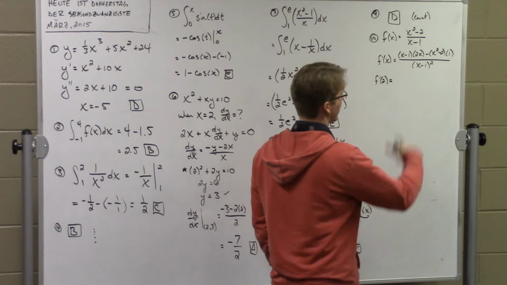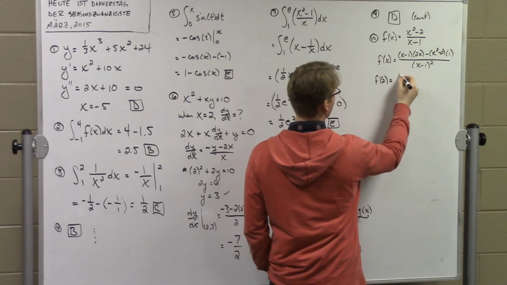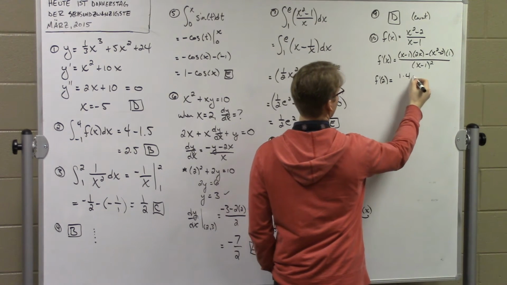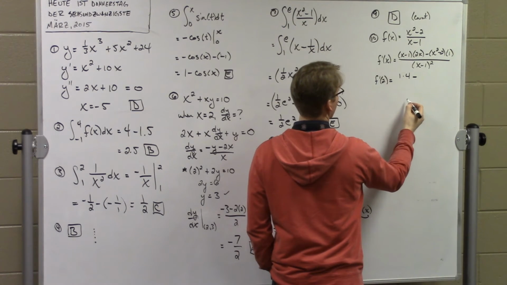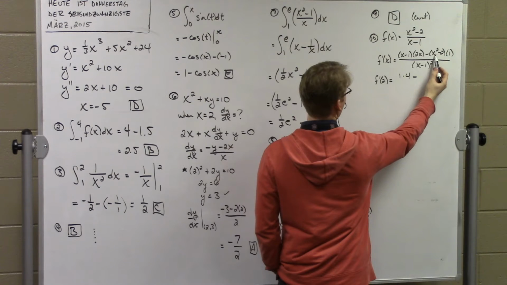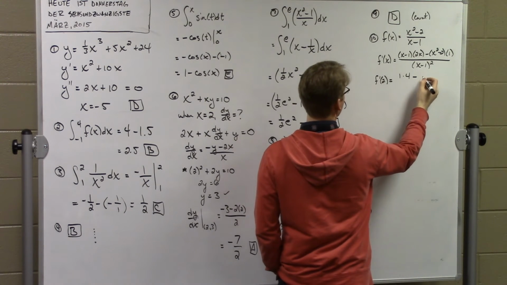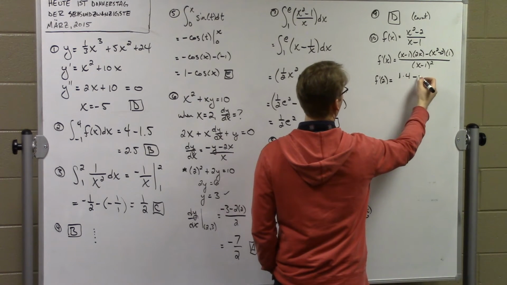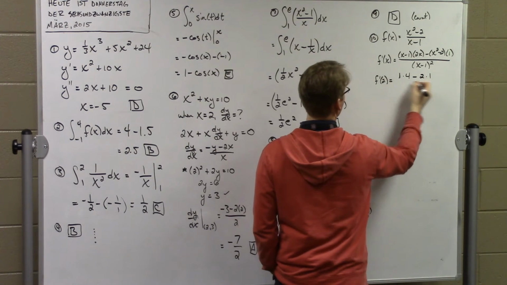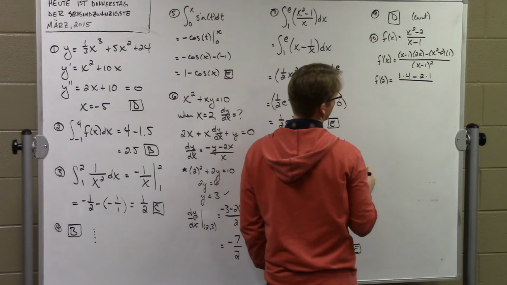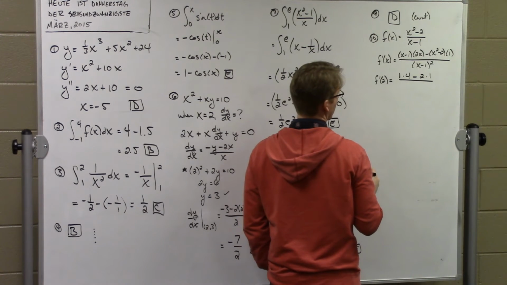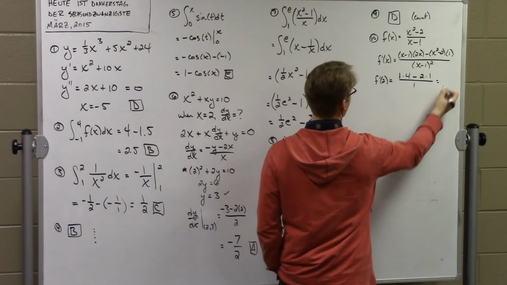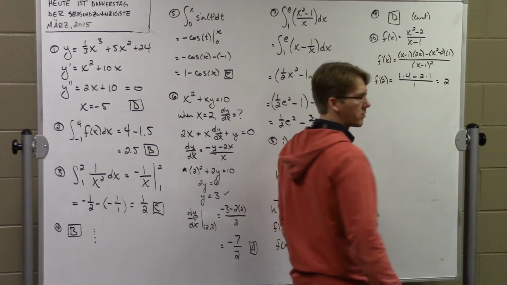Alright, I'm gonna save time here. What do we get? 2 minus 1 is 1. 4 minus 2. Careful, we're plugging in 2. Thank you, I would've gotten that wrong. 4 minus 2 times 1, all over 1 squared, which is 1. So 4 minus 2 is 2.